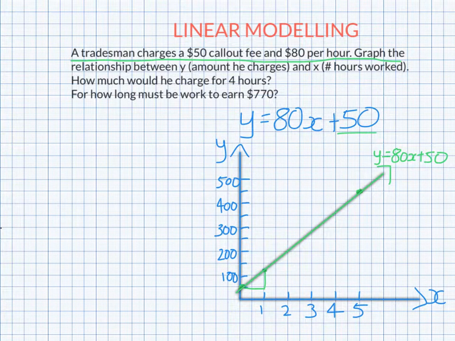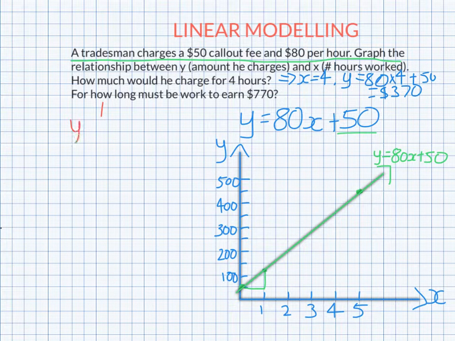Now the other two parts are super easy. So how much would he charge if he worked for 4 hours? Well, in that case, 4 hours means x is 4. So y is just 80 times 4 plus 50, which gives you 370. That's easy as.